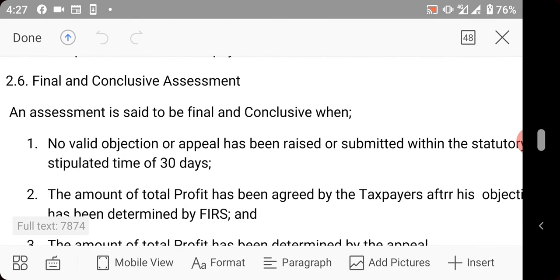So we have final and conclusive assessment. When is assessment said to be final and conclusive? They always ask this in the exam hall. ICAN likes this question. You understand?